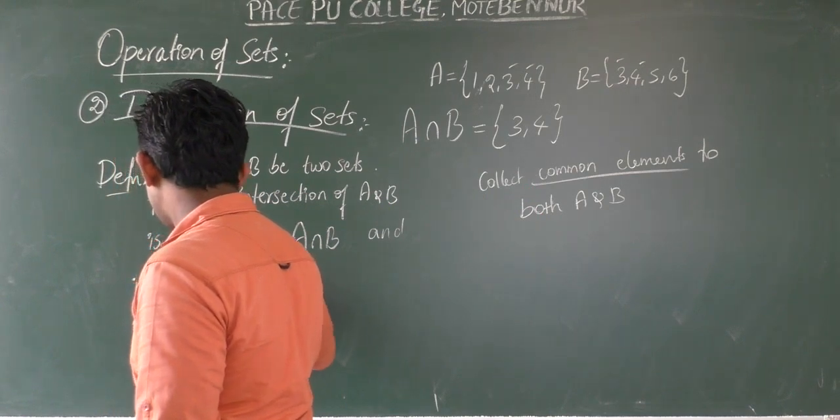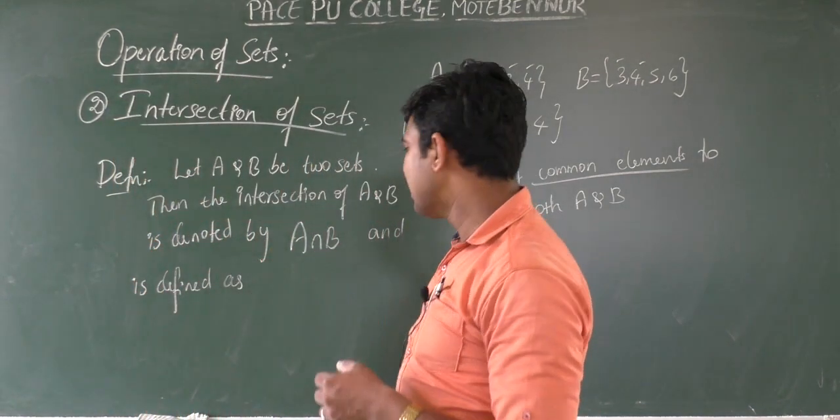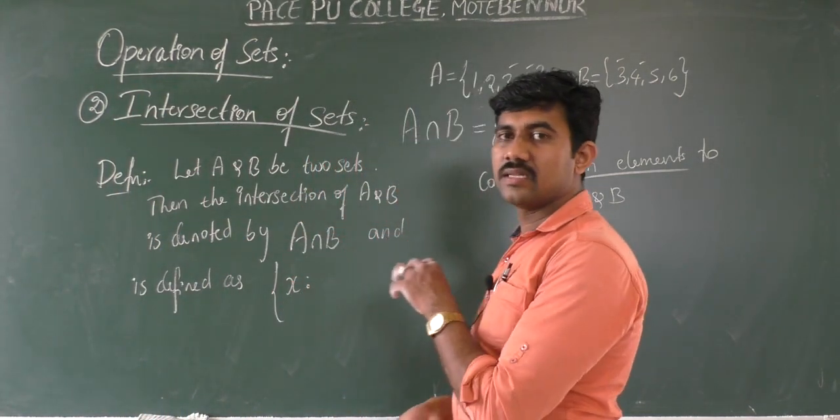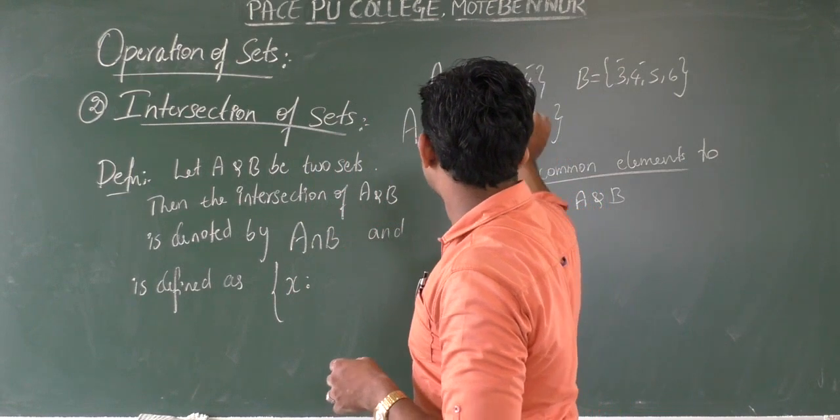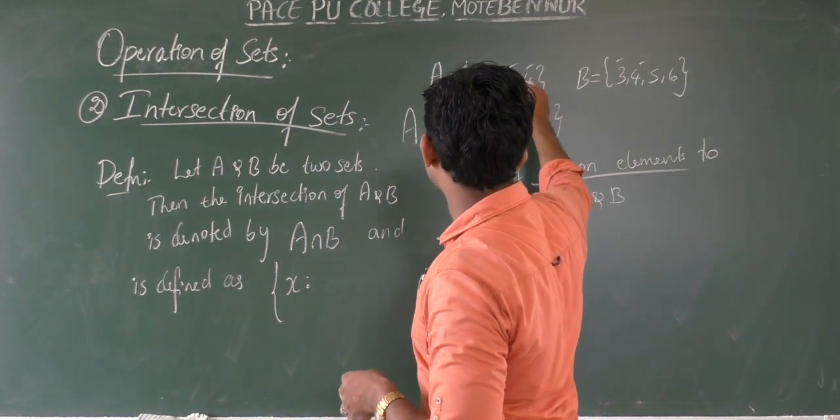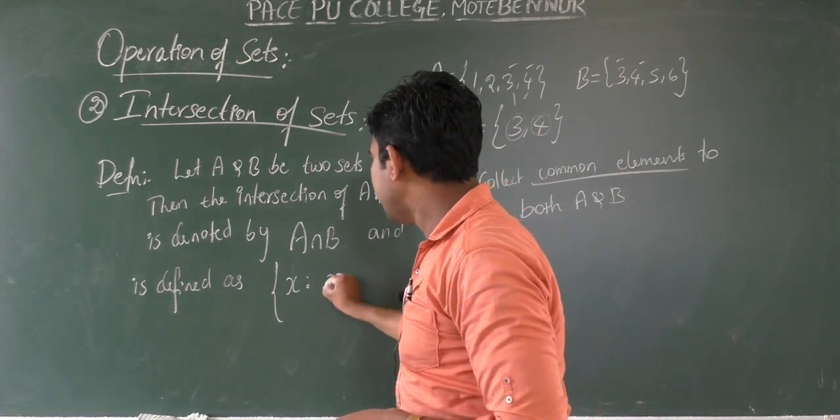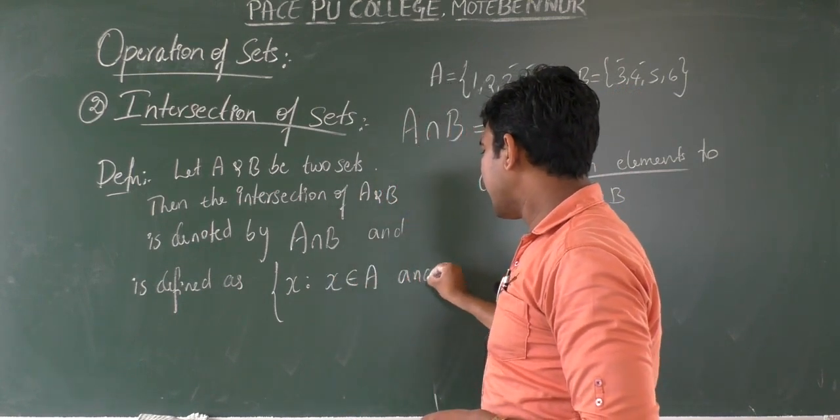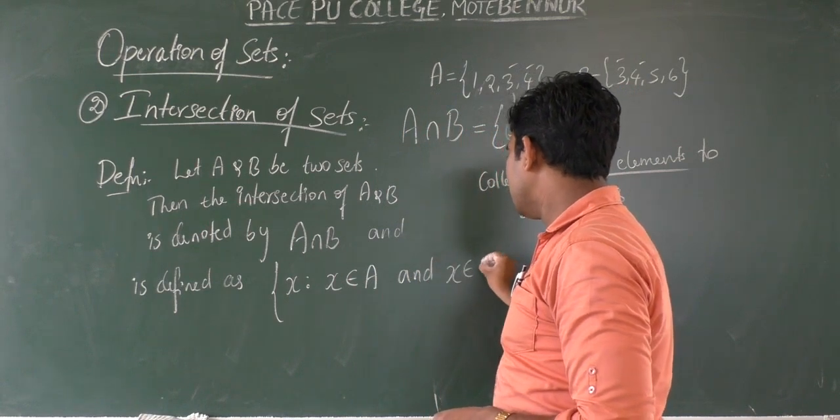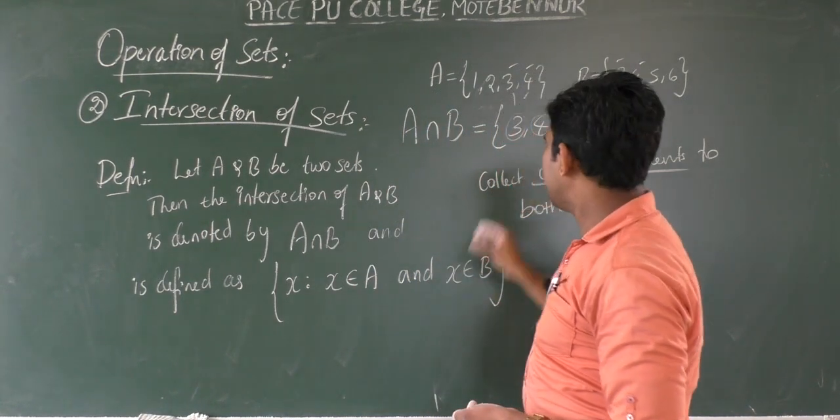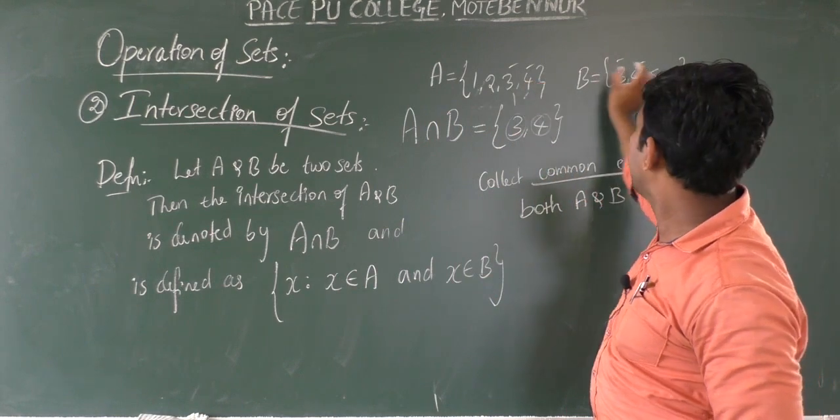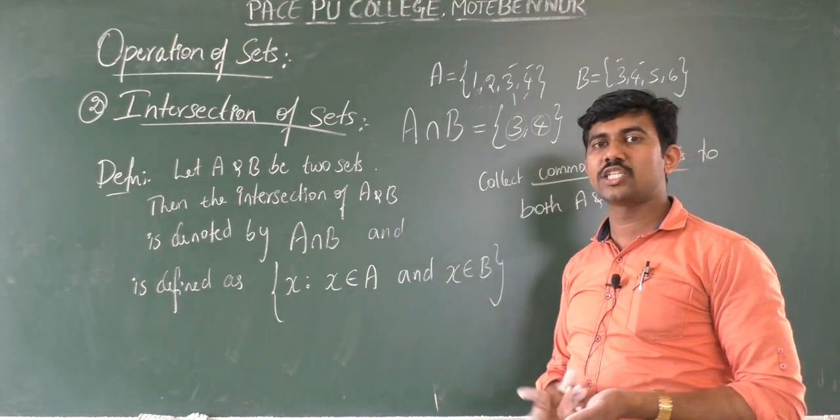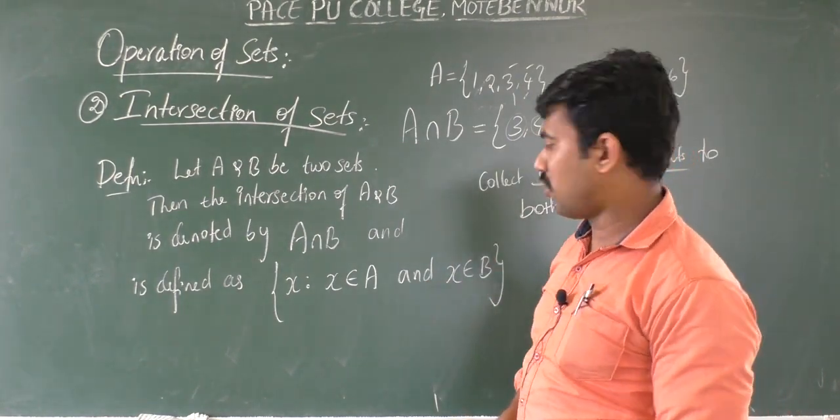Intersection of A and B is defined, written in set builder form, as the set of all x such that the element belongs to both A and B. The elements 1, 3 and 4 are common to both. So this is the representation of the intersection of two sets in set builder form.